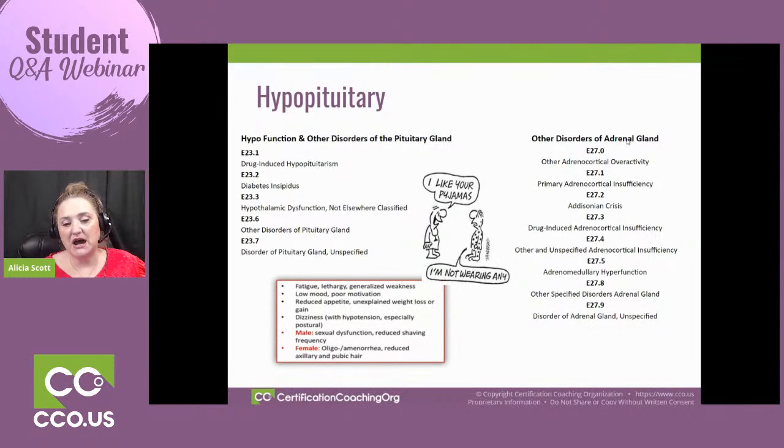In the red box, we have the common signs and symptoms for hyperpituitarism and hypopituitarism. Hyperpituitarism just kind of speeds the body up and everything. That's why you get that acromegaly, where the cells just keep growing, and the hormone is telling these cells to grow. Whereas you have the opposite with hypo, where everything slows down.